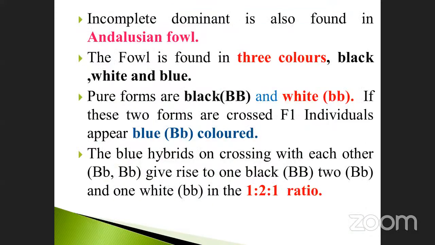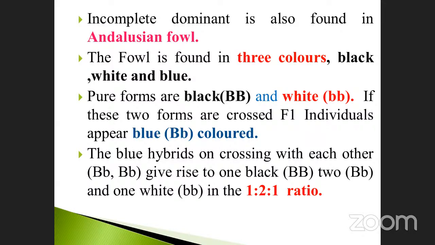Incomplete dominance is also found in the Andalusian fowls. The fowl is found in 3 colors. In this category, how many colors do these fowls contain? There are 3 colors that have been identified by the scientists.